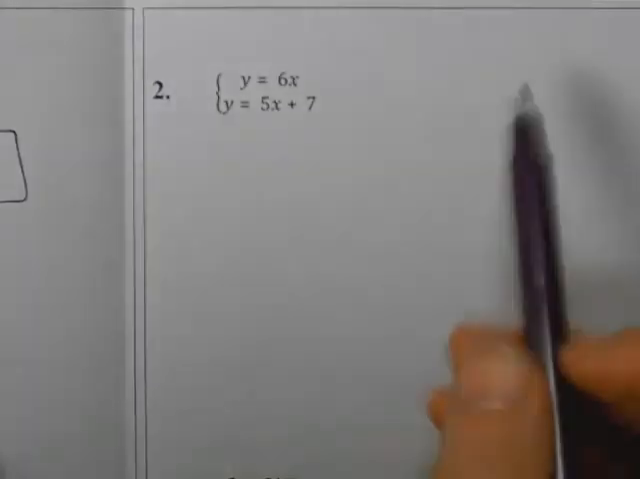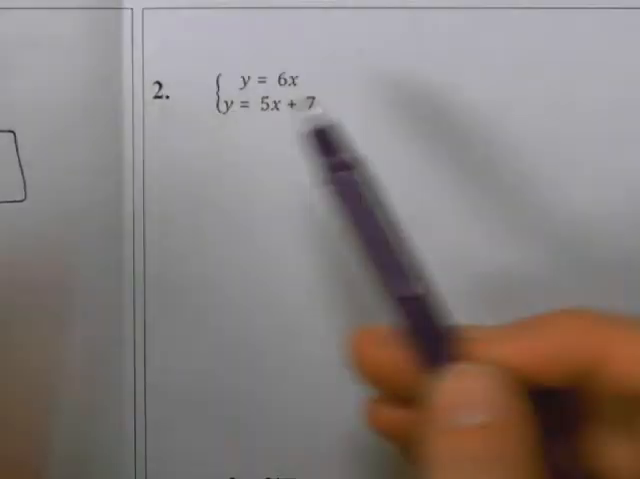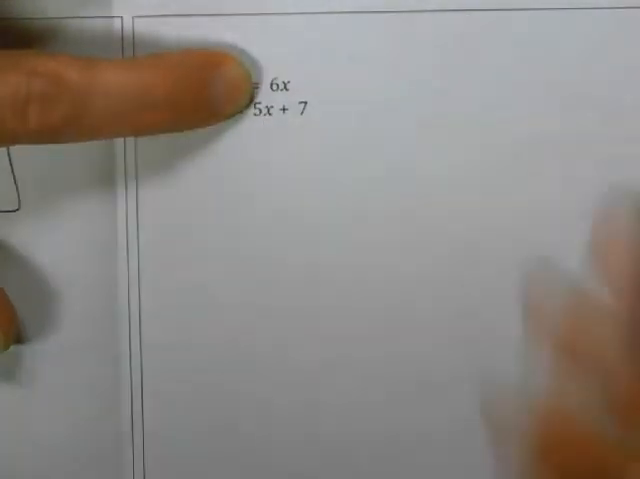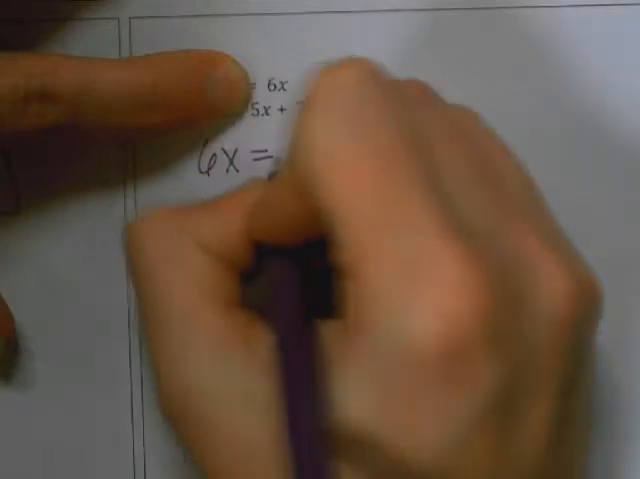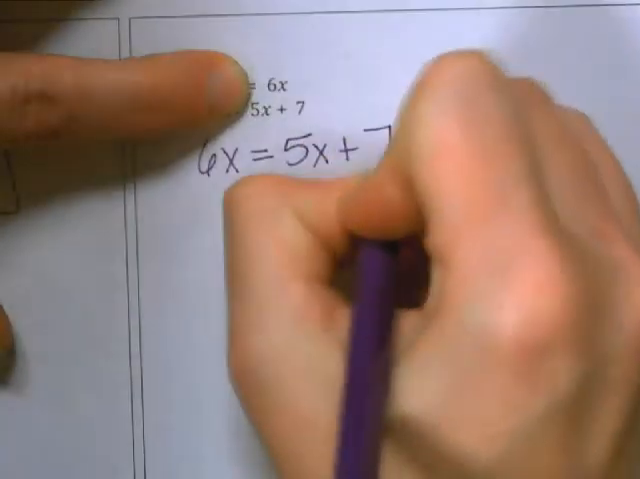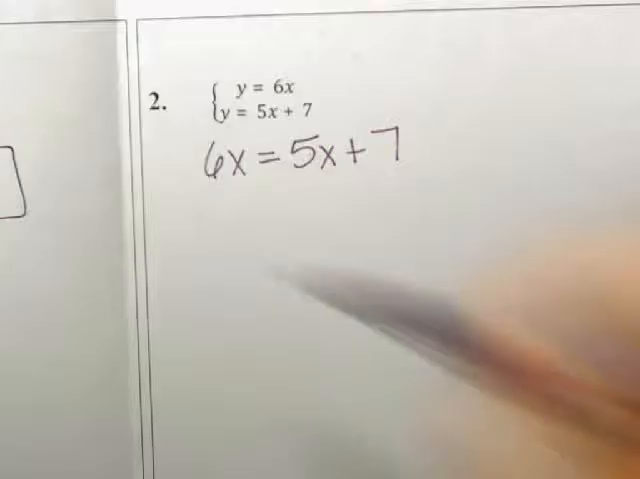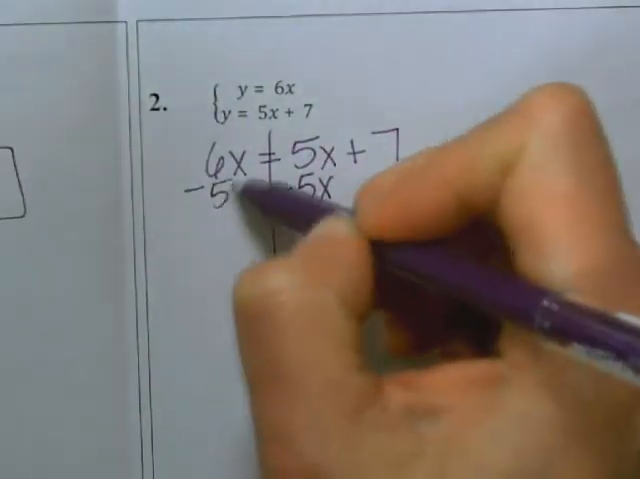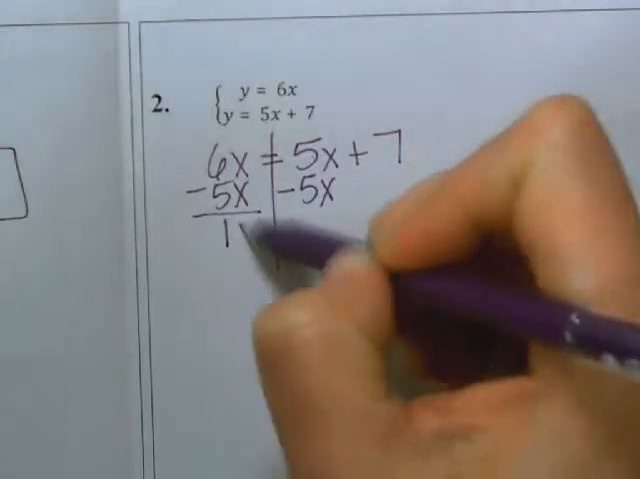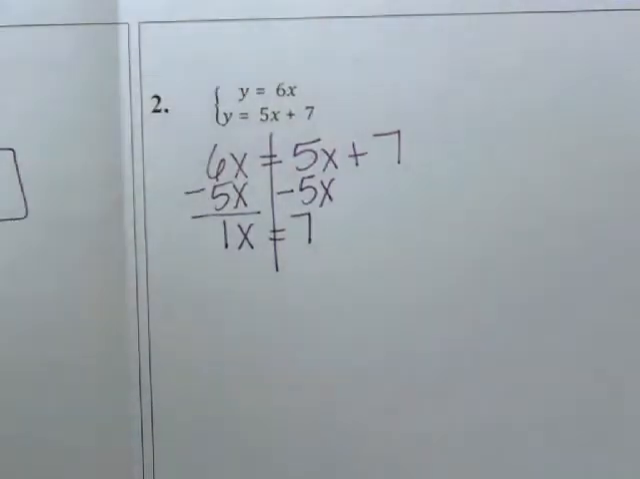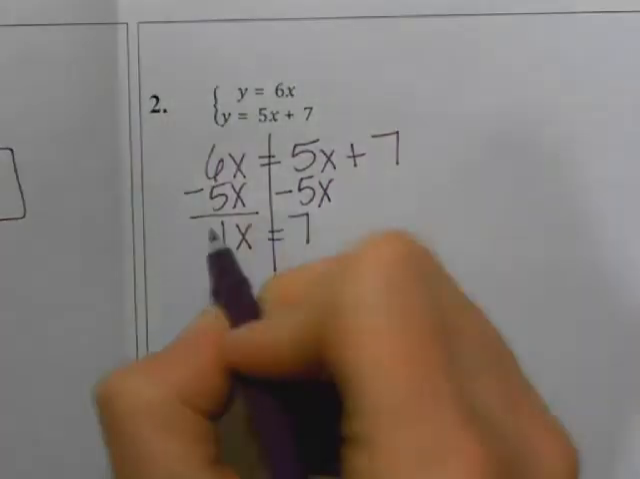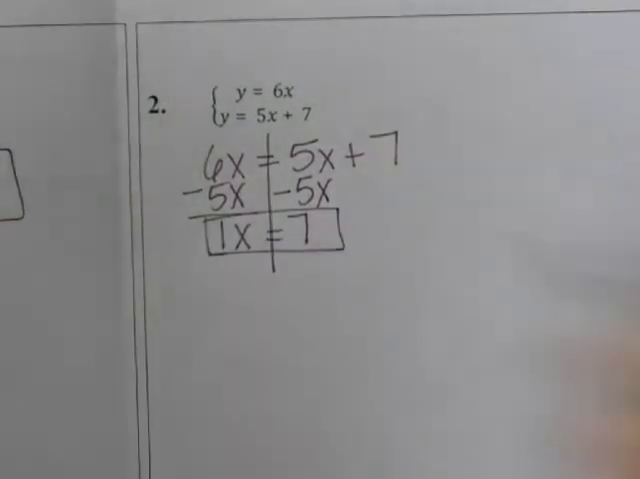Alright, look at number 2. They both say y equals, so you just cover them up and you're going to say 6x equals 5x plus 7. And then you just solve it. You draw your border. Minus 5x minus 5x. This is 1x equals 7. Oh, that says 1x already. I'm good. So x is 7.